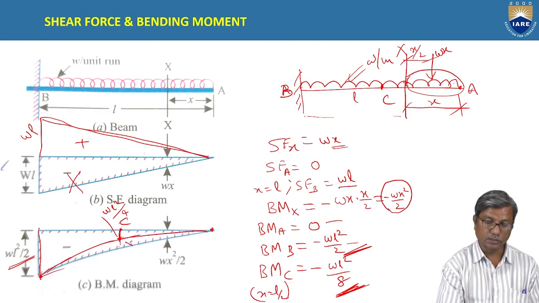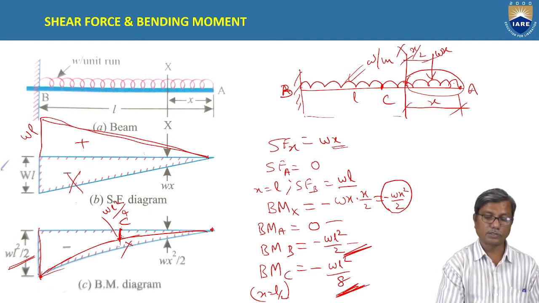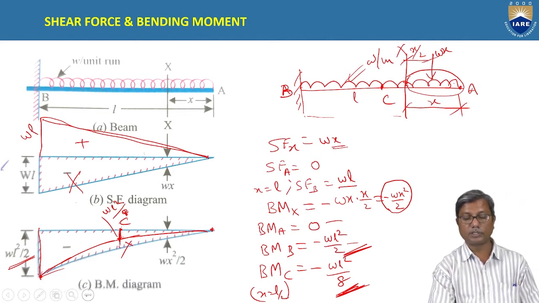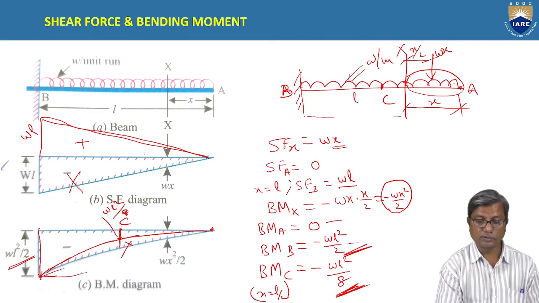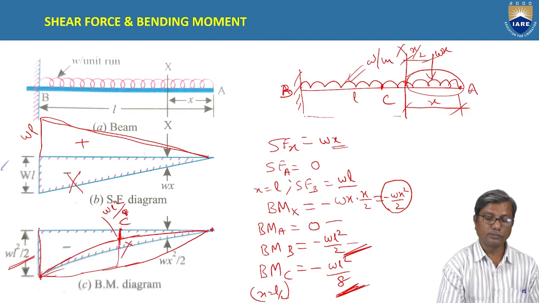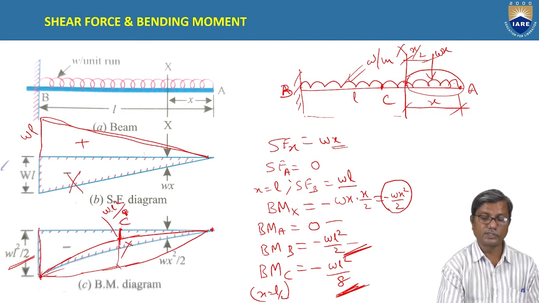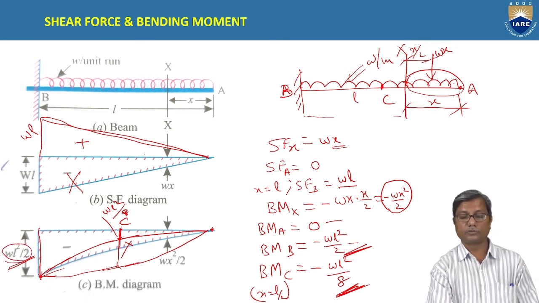Actually, this is not to scale. When it is drawn roughly to scale, it will be something like this, because this is WL square by 8, less than half of WL square by 4. If it is greater than half, then the curve will be something like this. At the middle, half into WL square by 4, half of this.